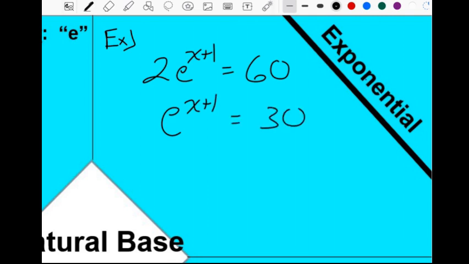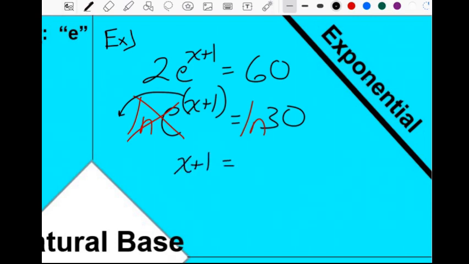But now we're ready for the key step. The key step is to slap both sides with a log. Now, this time, when I slap both sides with a log, I'm going to use a natural log. Why am I using a natural log? Because it cancels with e. You see, they completely cancel. You're not left with anything except the x plus 1 that came tumbling down. Now, on the other side of the equation, we get the ln of 30.